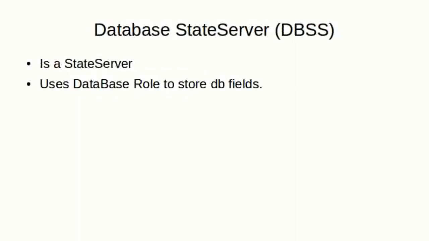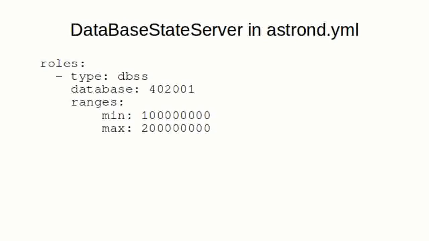The DataBaseStateServer is practically the same, except that it also stores field values in a database if they are marked with the keyword DB in the DC file by using the database role to do so. It is configured by giving it the control channel for the database role and a range of distributed object IDs for which it will act as the state server.